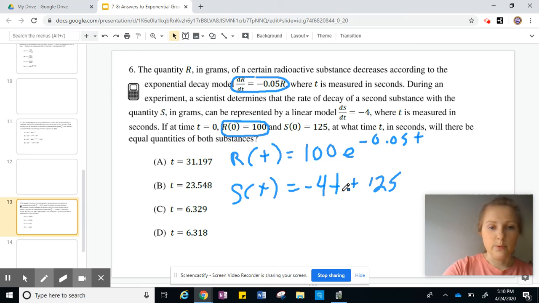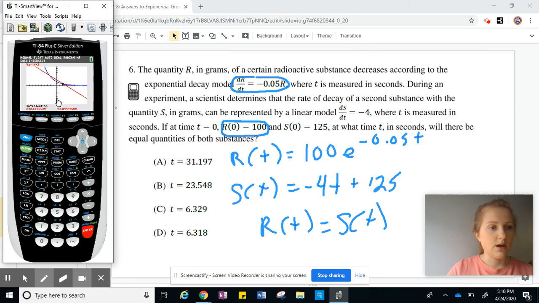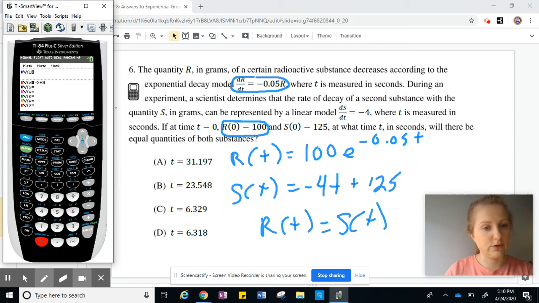So we want to do the same thing, where we want to know when they equal each other. So when does r of t equal s of t? Well, let's go back to our calculator because this is a calculator question. Go to y equals. Change these out. So this is going to be 100 e to the negative 0.05 times x, and this is going to be negative 4x plus 125. All right, then we graph them.